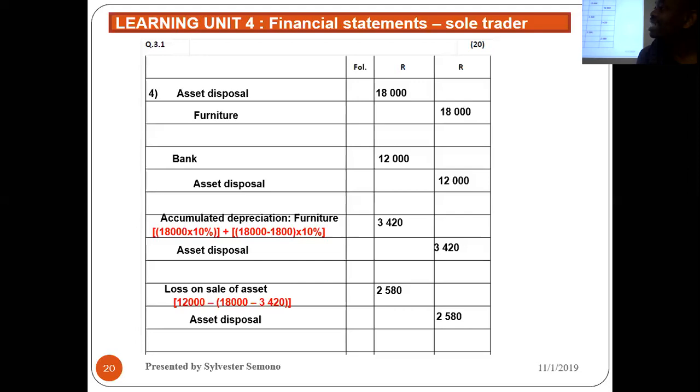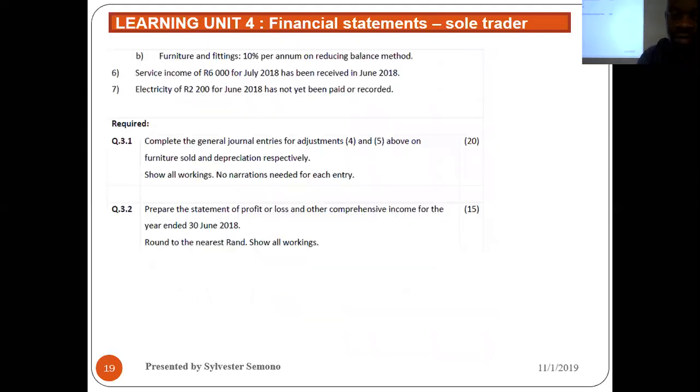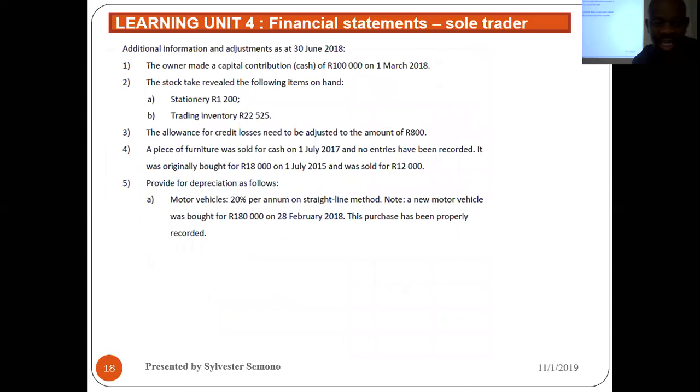Number 5, they wanted us to deal with the depreciations. If you can check, I'm going to quickly scroll down, and then back. So I'm going to treat it like this. Number 5 is all about providing depreciation for the motor vehicle. But remember, for the motor vehicle, they say we must use what? Straight line method, 20%. We need to know this.